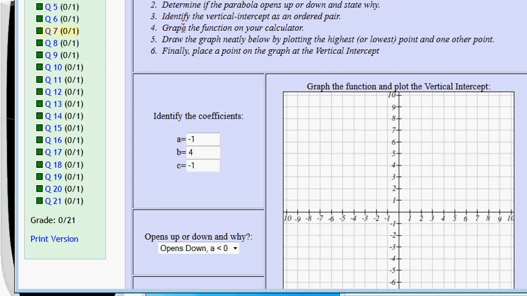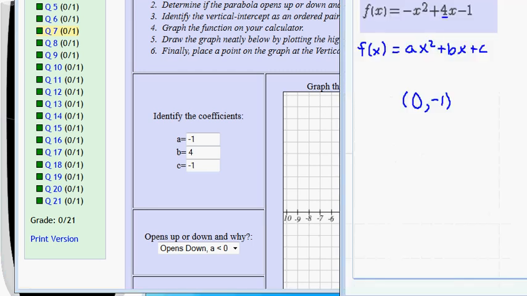Question 4 says to graph the function on the calculator. Question 5 is to basically copy the graph from the calculator onto this Cartesian coordinate system here. And finally, place a point on the graph at the vertical intercept, which we already know is (0, negative 1). So because they want us to plot the highest or lowest point, I'm going to do that quickly by hand because they made these problems at least arithmetically simple.